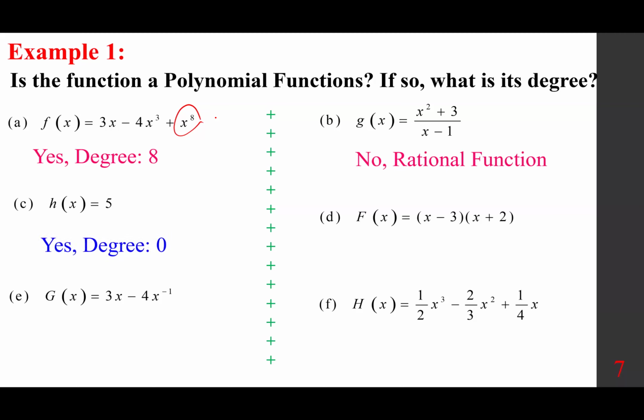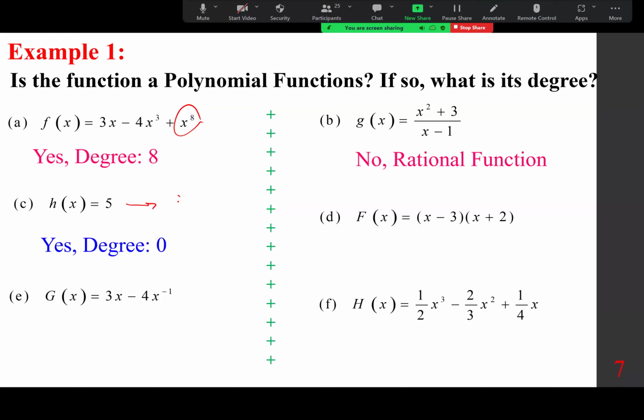Yes, degree 0. H of x equals 5. A constant is considered a linear function. The degree is 0 because you can write this as 5 x to the power of 0. This is not a whole number.